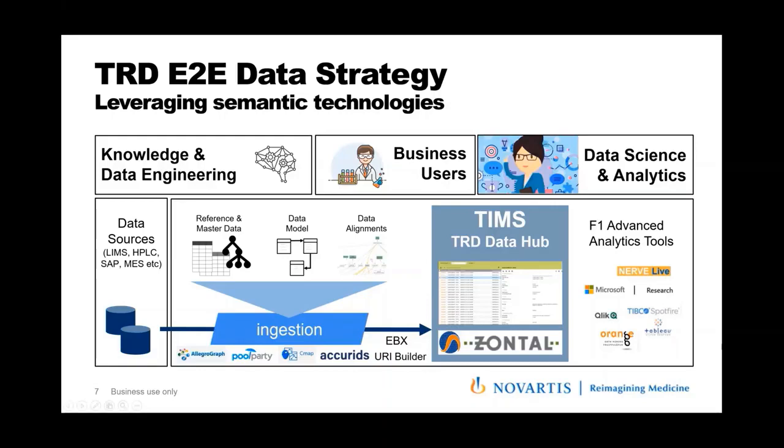And then the data becomes available through the ZONTAL product, and here what we call the TRD information management system. And then on the right-hand side, you see again the analytics tool sets that the company is making available, not just to TRD, but to every other department that is managing data. And that's essentially at the end where the data scientists then are working with the data.